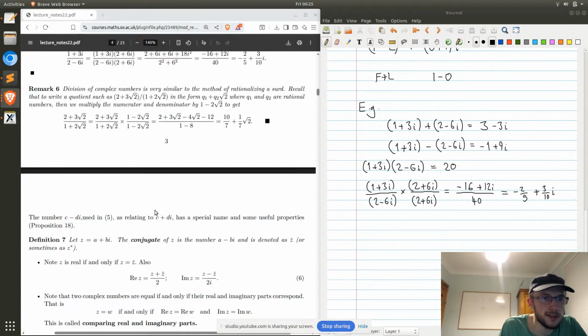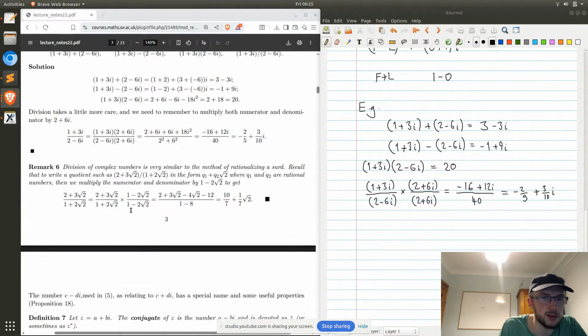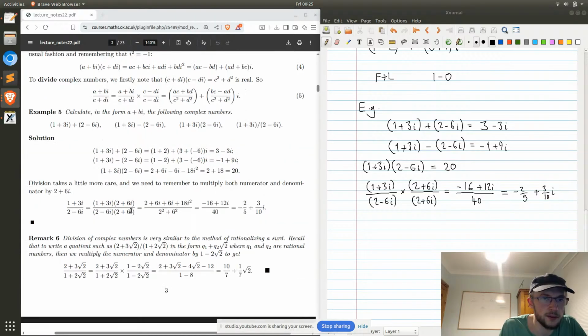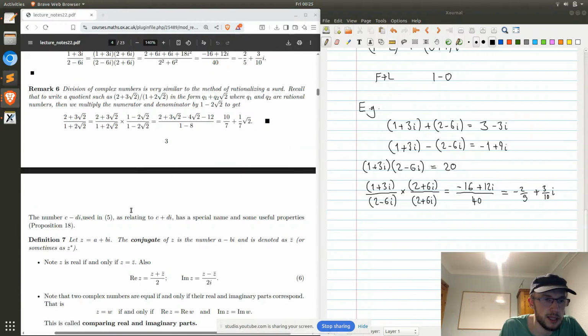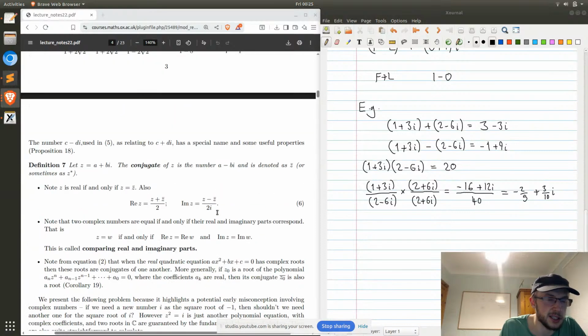The number c minus di used in Formula 5 as relating to c plus di has a special name and some useful properties. So I've already said it's the conjugate, but we're going to see that in proposition 18.